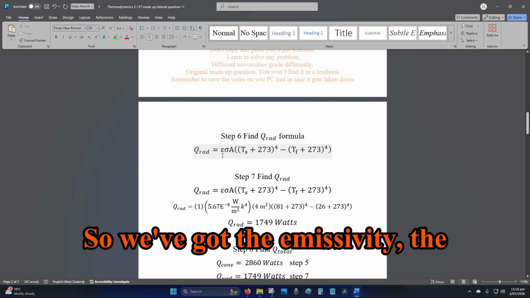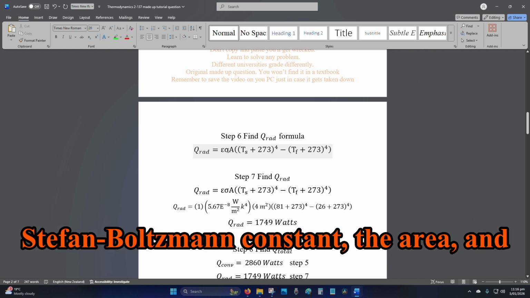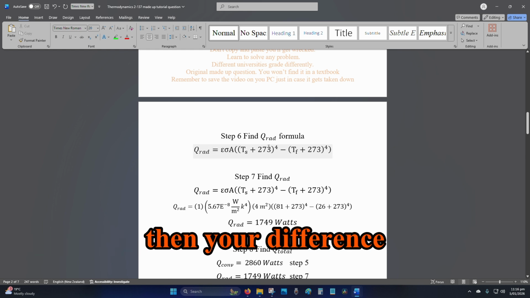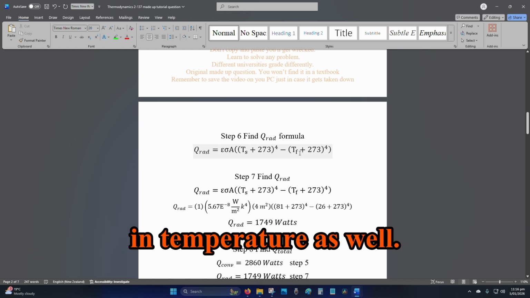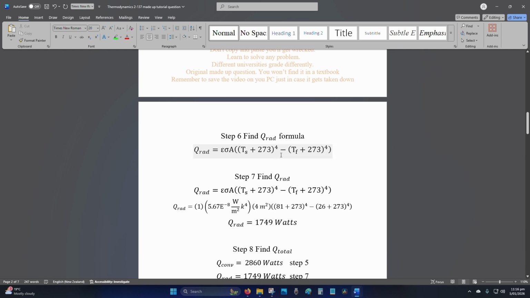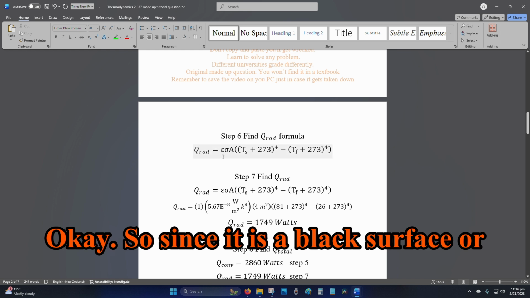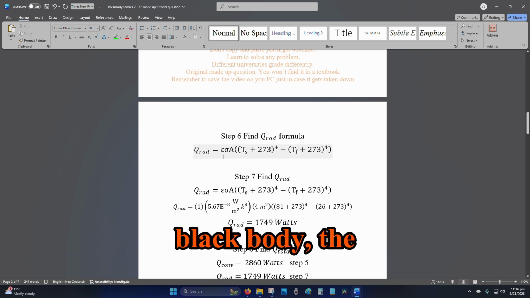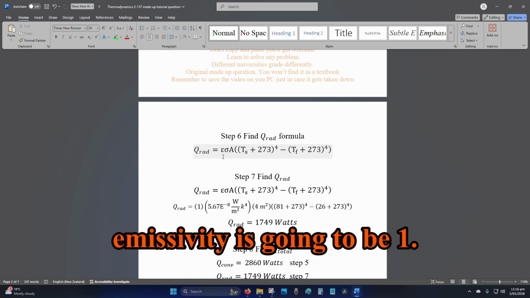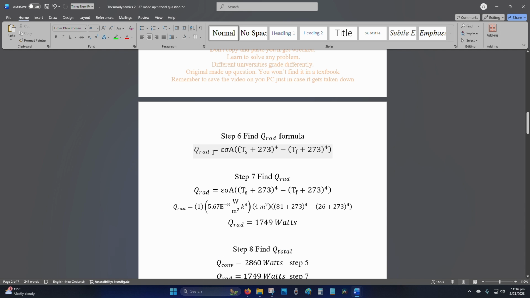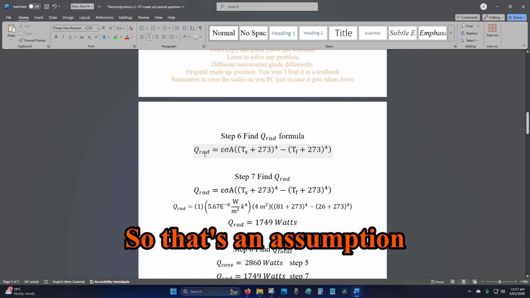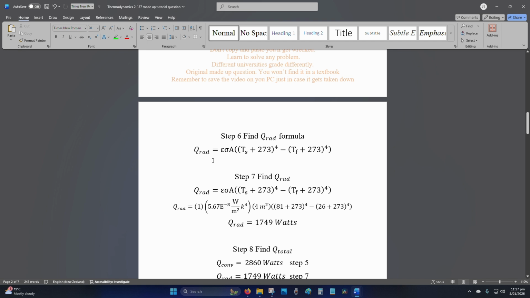So we've got the emissivity, the Stefan-Boltzmann constant, the area, and then your difference in temperature as well, to the power of 4 for both temperatures. Okay, so since it is a black surface or black body, the emissivity is going to be 1. So that's an assumption that we're going to make.